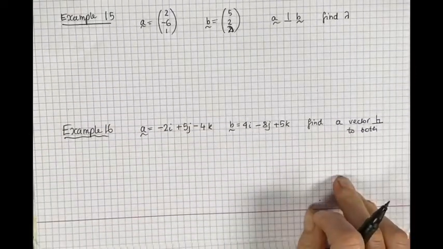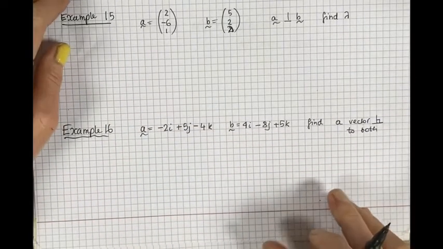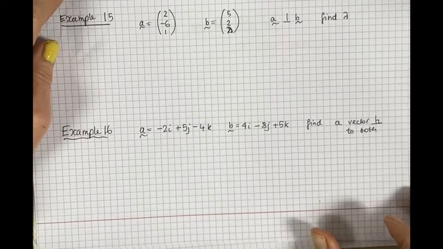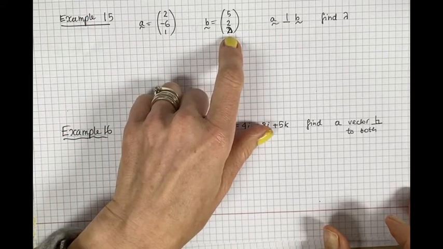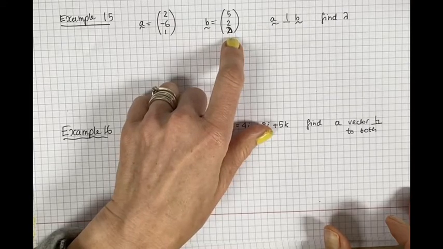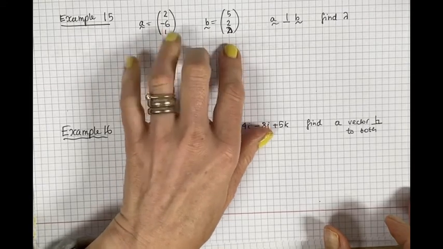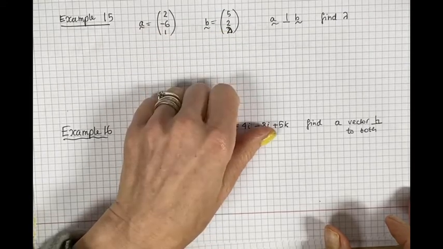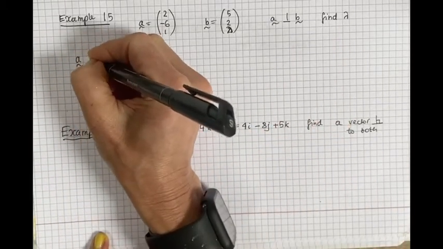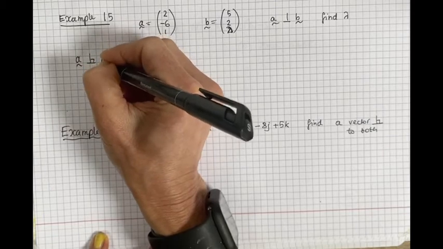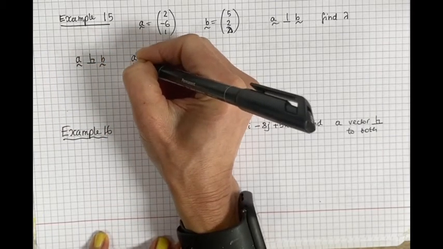Okay, let's move on to example 15. We've got two vectors, a and b, but one of the components, so the y component of vector b is missing, which is replaced with lambda. And we know that these two vectors are perpendicular. We need to find lambda. So if the two vectors are perpendicular, then we know that their dot product must be equal to 0.